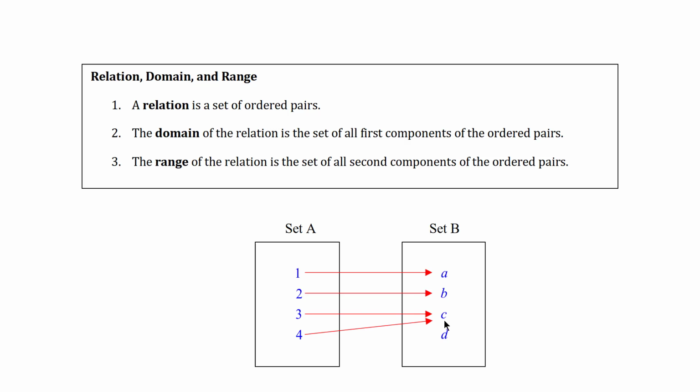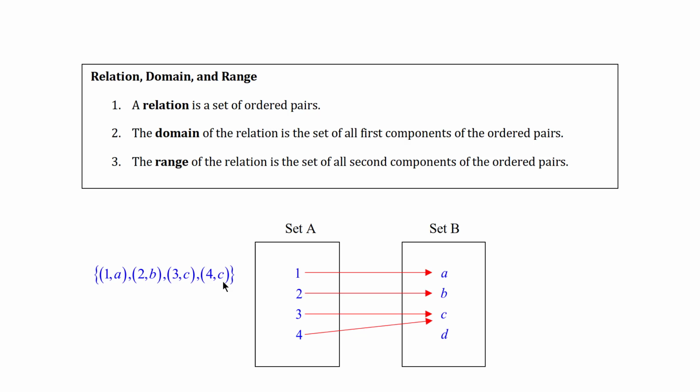We can represent this correspondence or relation as a set of ordered pairs. So on the left, I have a set of ordered pairs. I wrote curly brackets, and then inside the curly brackets, I have my ordered pairs. (1, A), (2, B), (3, C), and (4, C).